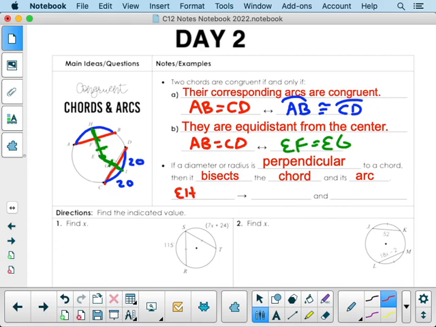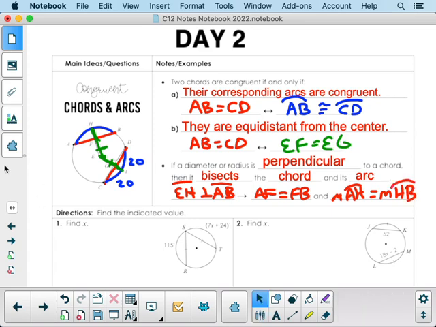So EH is one of the radii of the circle. If it's perpendicular to AB, which is the red one on the top, then that means that the red line is getting cut into two equal pieces, AF and FB, and the arcs are getting cut in half. So the measure of the arc from A to H is the same as the measure of the arc from H to B.